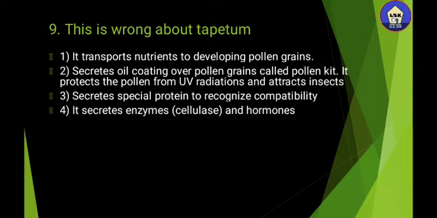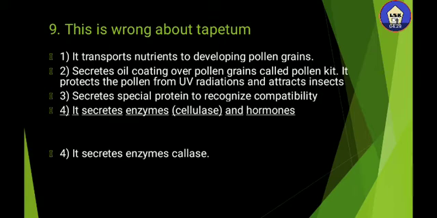Secretes oil coating over pollen grains called pollen kit, that is right, and that pollen kit provides protection against UV radiations and attracts insects, that is true. Secretes special protein to recognize compatibility, the pollen compatibility, that is also because of the secretion of tapetum. It secretes enzyme, that is true, but not the cellulase. The enzyme secreted by this is called callase. It secretes the enzyme callase. So the wrong statement about tapetum is option 4.